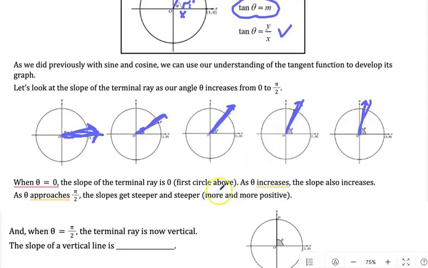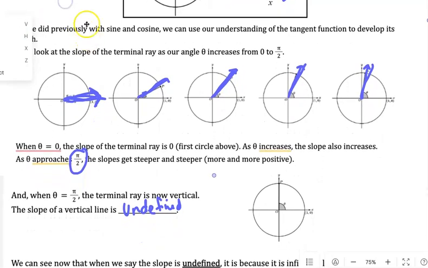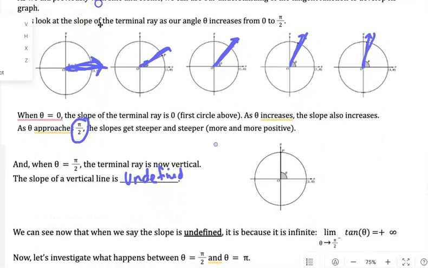What ends up happening is that the slope increases as theta increases, but if we got to pi over 2, which is the positive y-axis, we would have y over x as 1 over 0, and the slope of that vertical line is undefined. That means that the tangent function is actually undefined at the angle pi over 2.